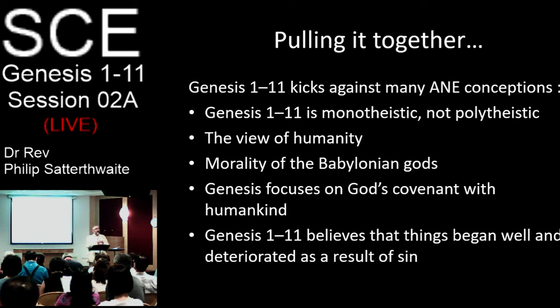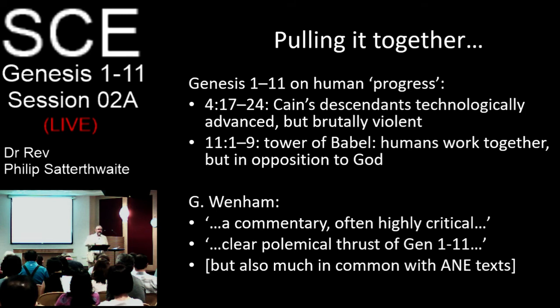So for Genesis, things can get worse as history proceeds, as well as getting better. Technological advances can be used for bad reasons, as well as for good reasons. Genesis 1 to 11 is less optimistic about human history than the other ancient Near Eastern texts seem to be.